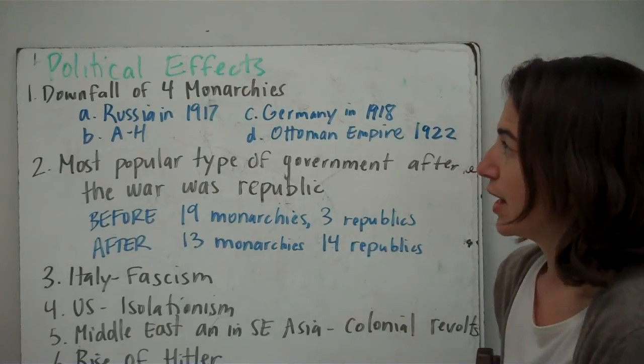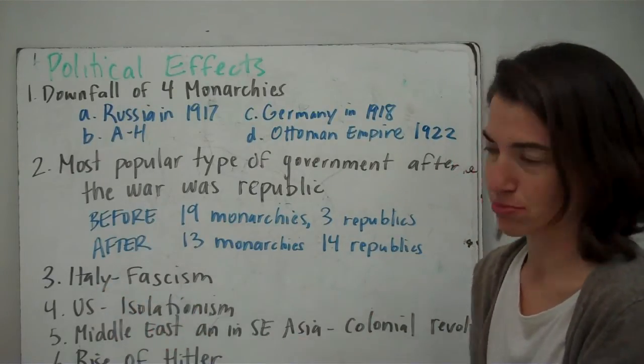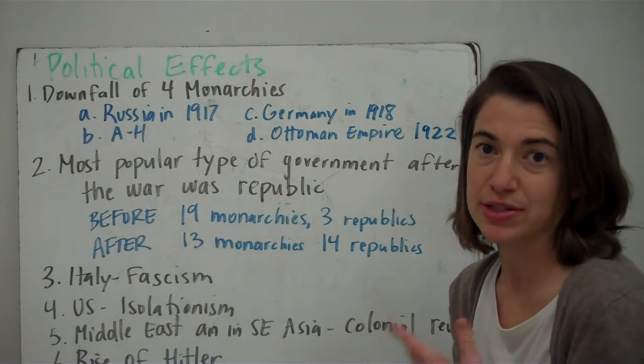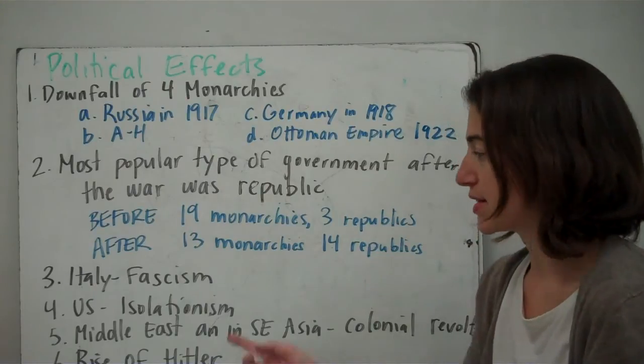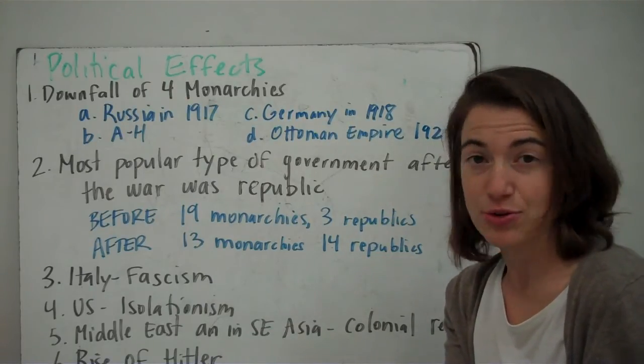Politically in Italy, you have this idea of this thing called fascism coming around, and we'll talk about that when we get to the causes of World War II, but it's this idea that the government holds a lot of power, much like a dictator, and you can't complain.